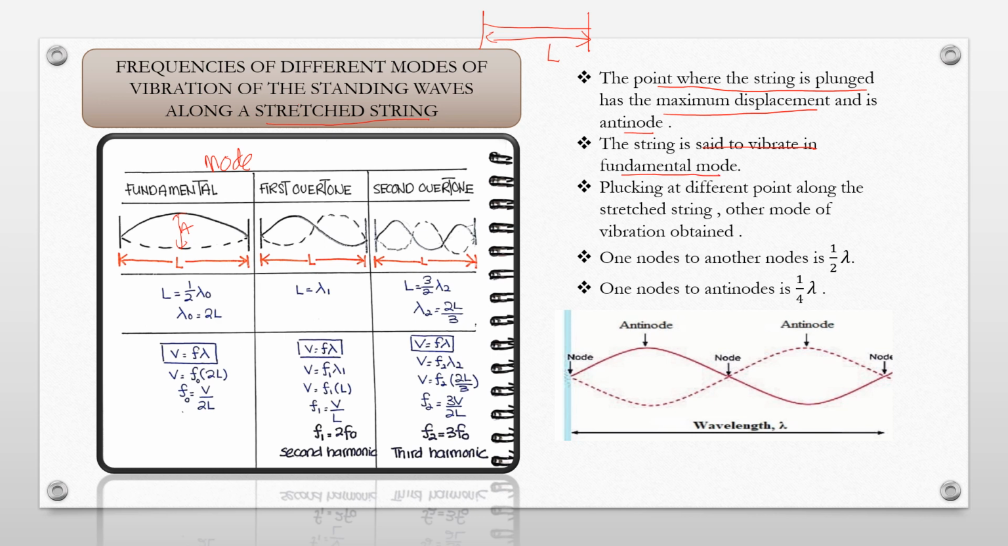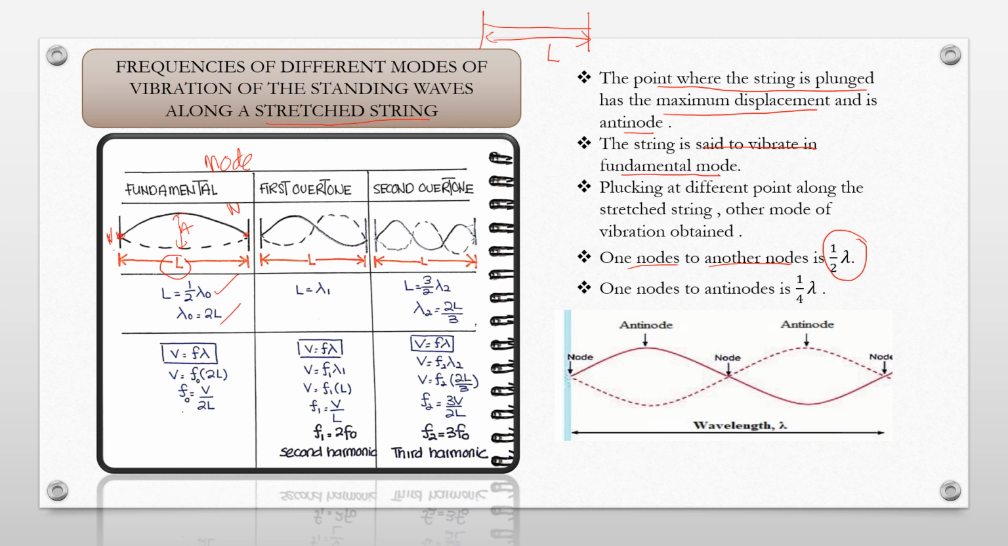Here, if you realize, one node to another node is half lambda. This end is a node, this is a node here, and this is also another node. So one node to another node is half lambda. So lambda equals 2L. This is L, so L equals half lambda.